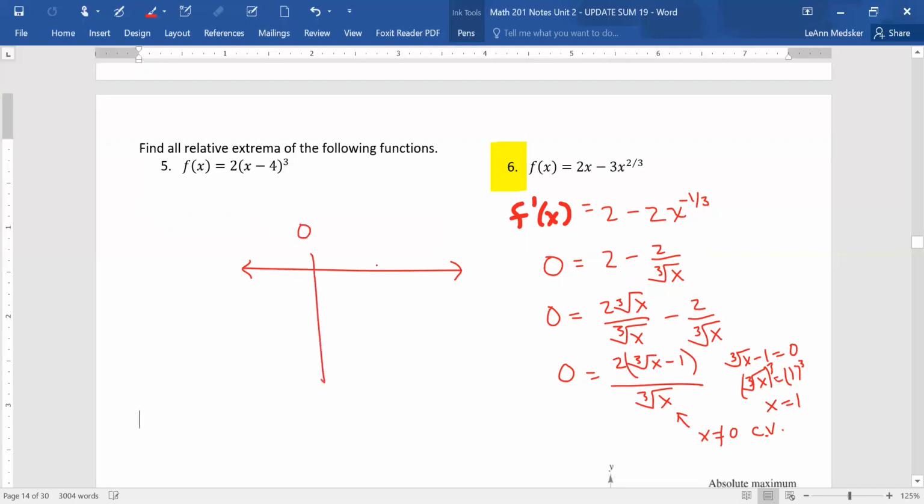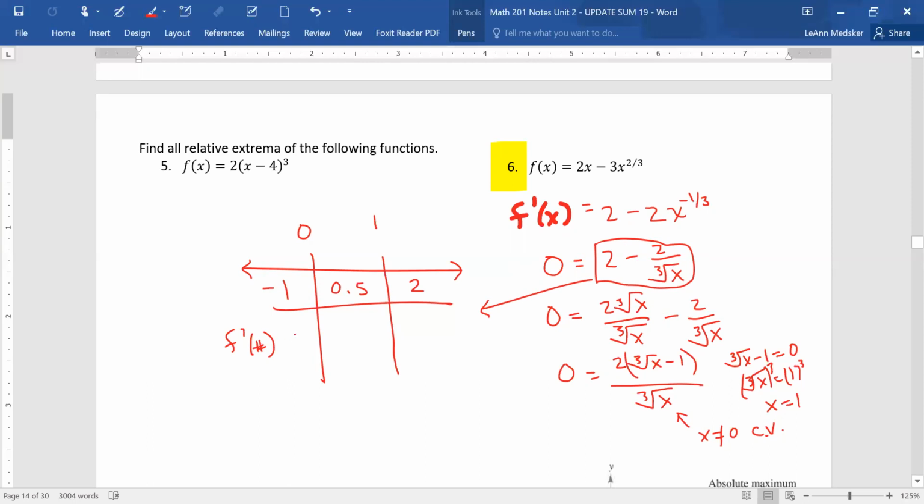Put 0 down first since it's the smaller of the two numbers. Got a positive 1. We need a test value for each side, so -1, maybe 0.5, and maybe 2. We're going to plug these into our first derivative. So if you plug in a -1 under a cubed root, so I'm looking at this line right here. This is the one I'm plugging into when I do my chart. Just looks easier to plug into. So if you plug in a cubed root of -1, that's going to be a -1, and then that negative times that negative will make a positive. So this overall region ends up being positive plus 2, so it's positive.